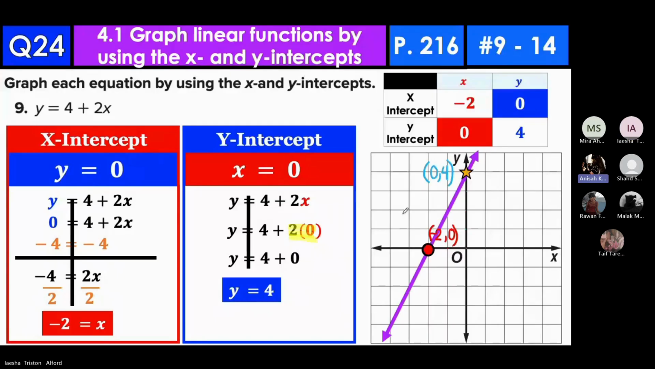Miss, I have a question. Go ahead. Miss, in the exam, they will gonna write numbers in the graph. Don't know.